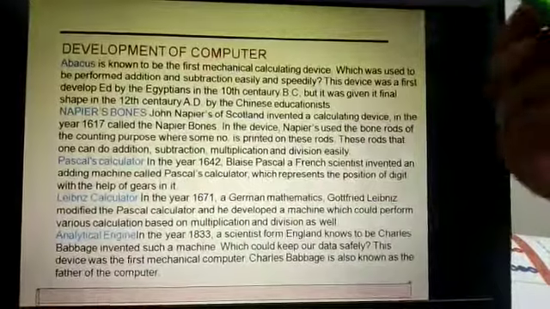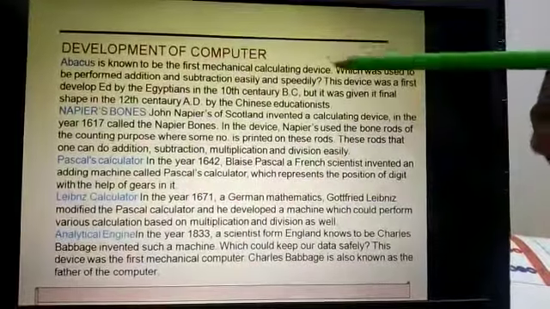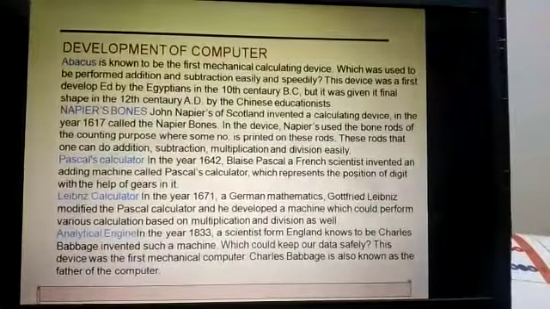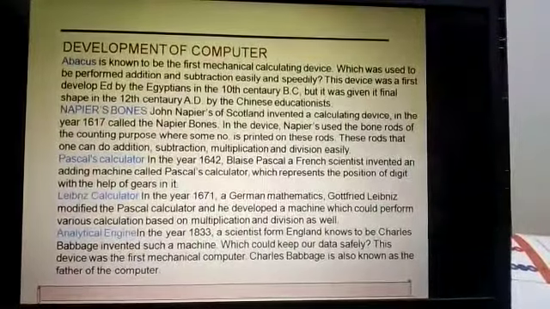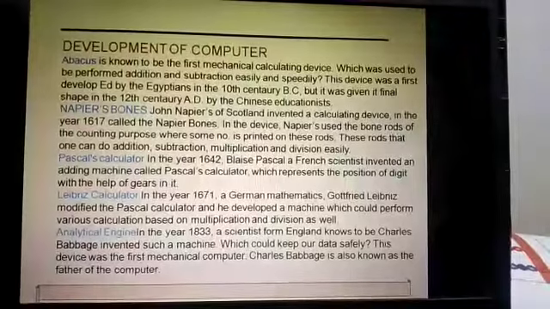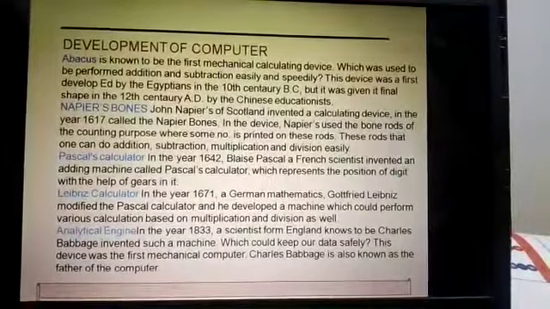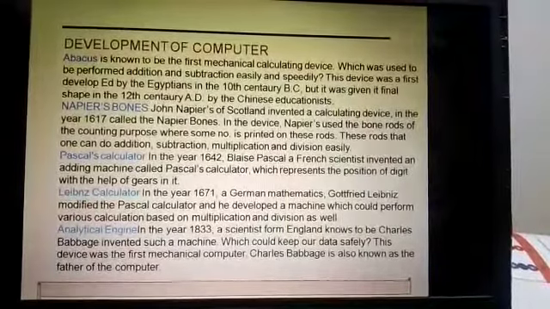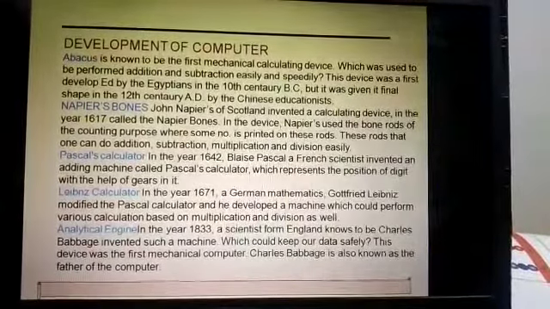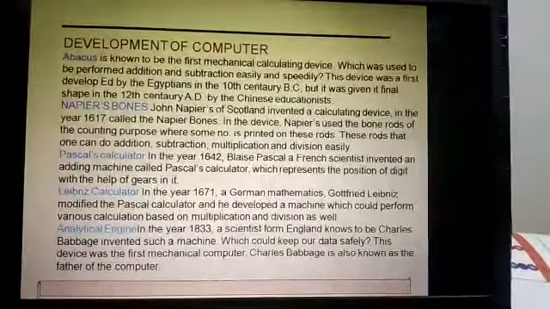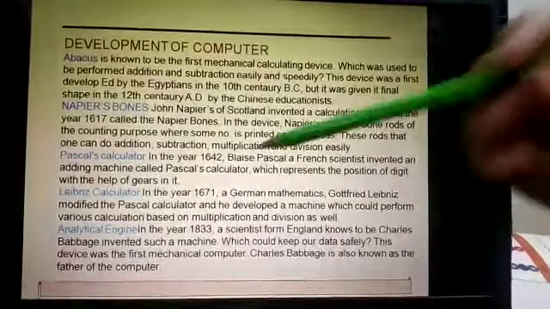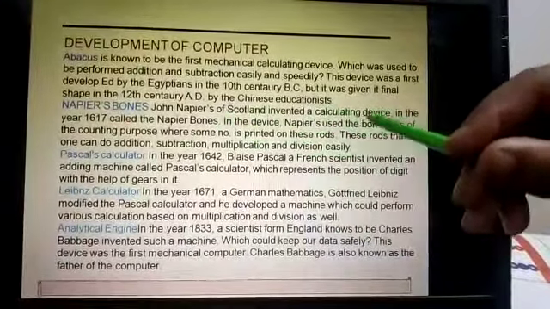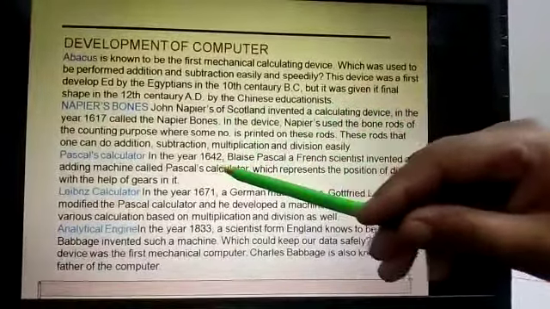Now today we will also see the history of the computer. If we talk about history, the first invention was the abacus. You know how the abacus looks: a wooden frame where the numbers are represented by beads. And Napier's bones, a calculating device.